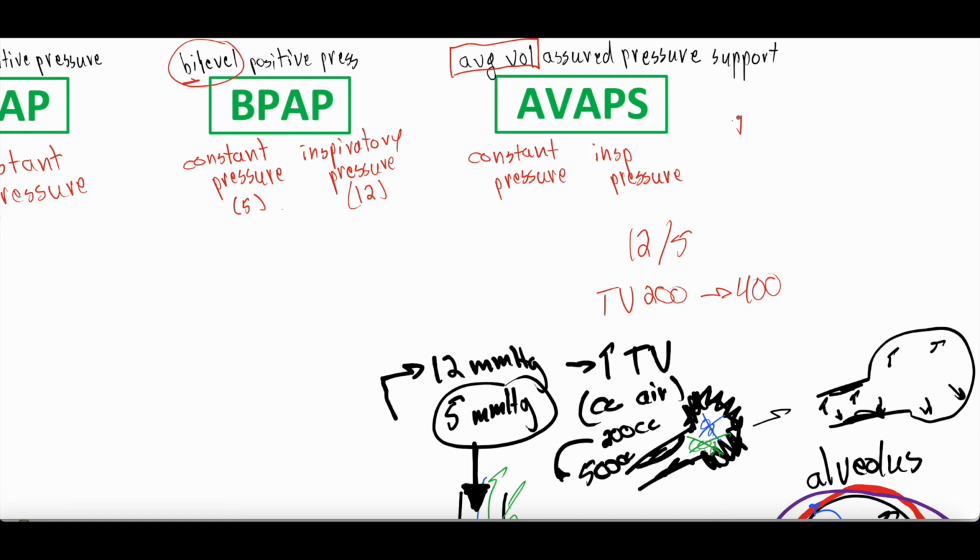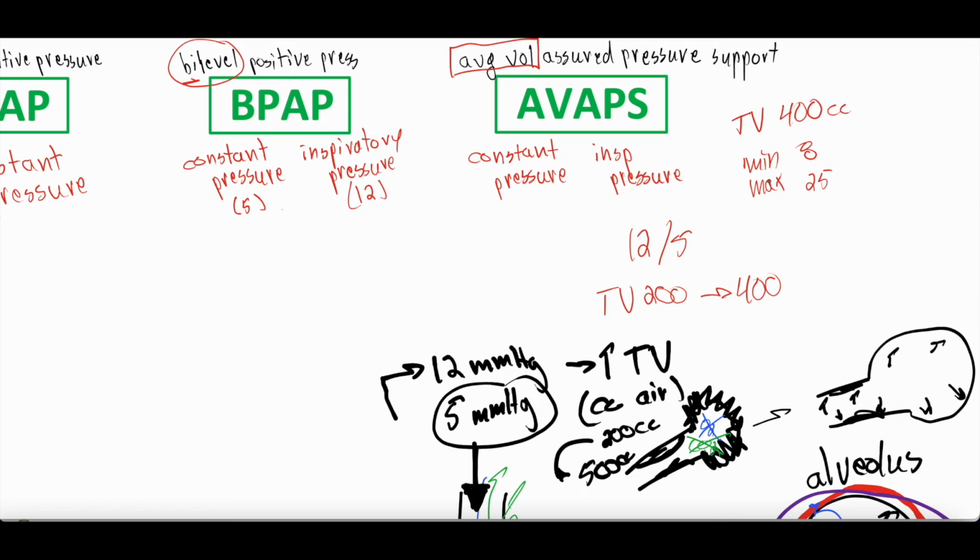So I say, okay, fine, AVAPS, I want them to take 400 cc's of air every time they take a breath in. And AVAPS goes, okay, no problem. But I also want you to tell me this inspiratory pressure, how low and how high I can go, right? So then you have a minimum and a maximum. And we'll get into this a little more, but maybe the minimum is 8 and the maximum's 25. And the AVAPS machine goes, no problem.